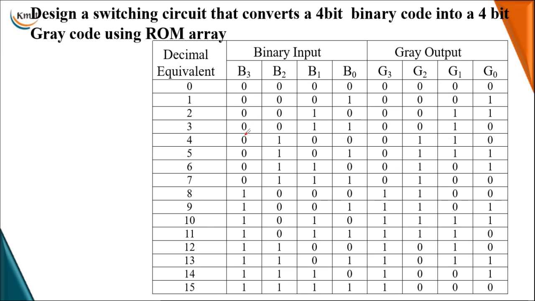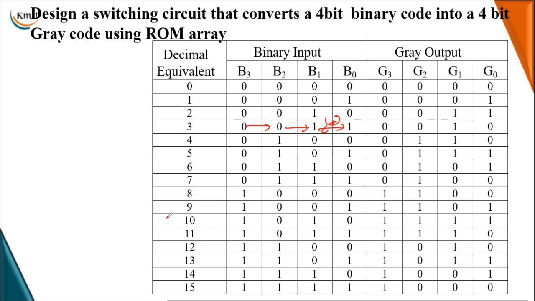So in order to obtain your G3, it will be copied from your B3. Hence B3 is exactly equal to G3. To obtain your G2, we need to perform an exclusive OR operation between your B3 and B2. So now see here, B3 exclusive OR B2 is 0. So 0 exclusive OR 0 is 0. So 0 exclusive OR 1 will give you G1, which is 1. So 1 exclusive OR 1 will give you the output, which is equal to 0.